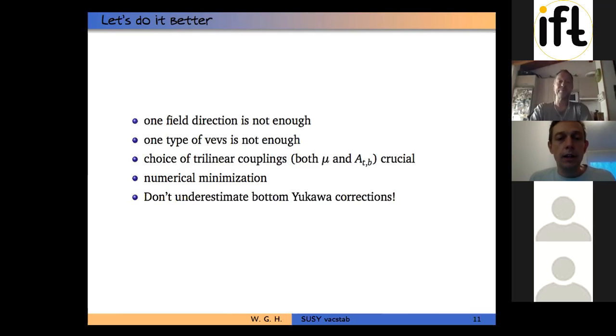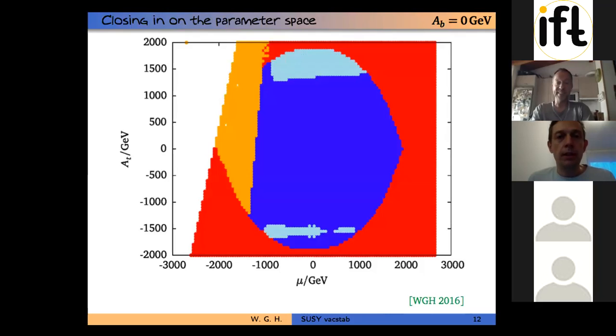So it's completely wrong to say the new Higgs VEVs are exactly the same as charge and color breaking VEVs. And this is what you do when you restrict yourself to one direction in the field space. The choice of the trilinear couplings, of course, is crucial. And this will be at the end also the interesting parameter plane we are talking about. We are doing it numerically, and of course, don't underestimate the bottom Yukawa corrections. This can be shown here.